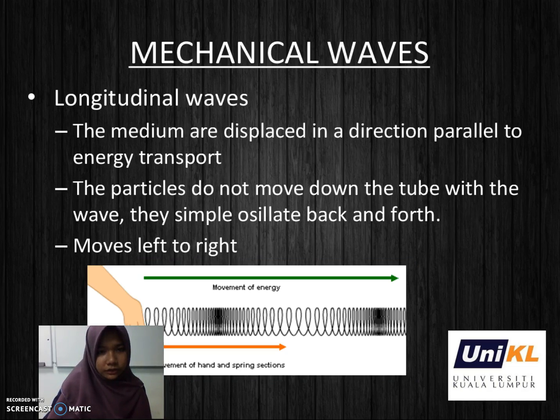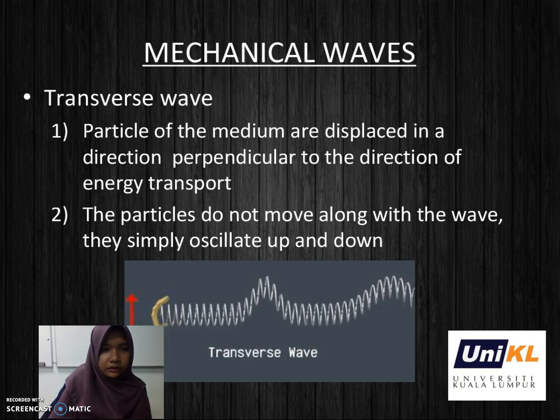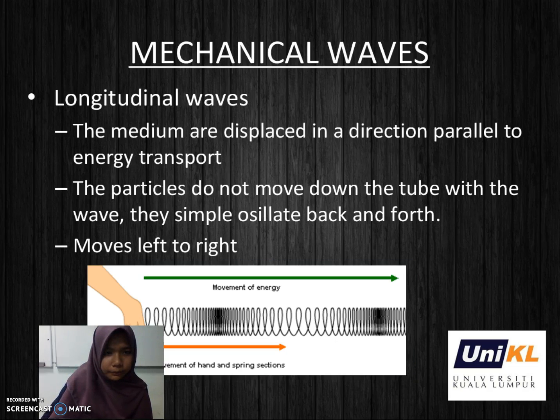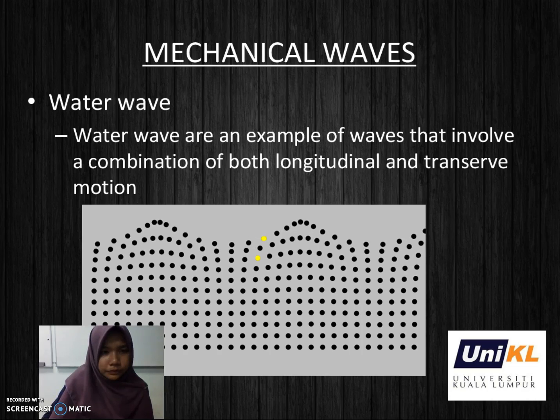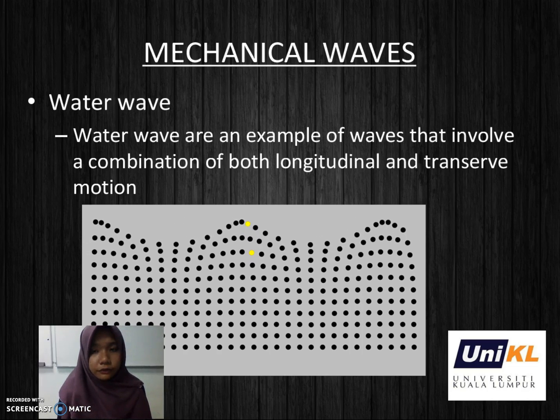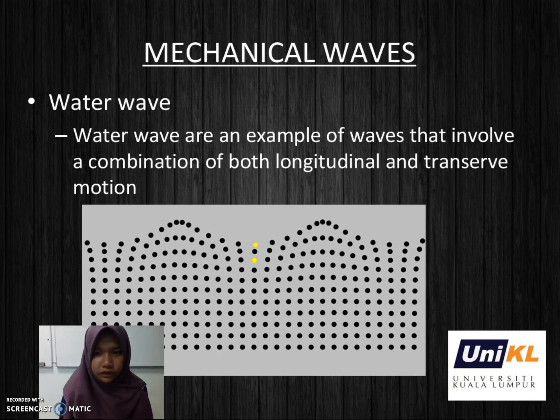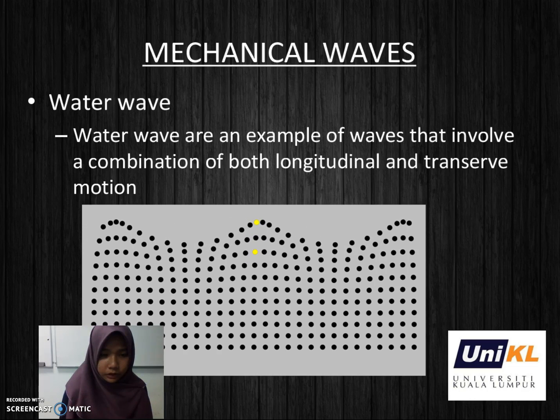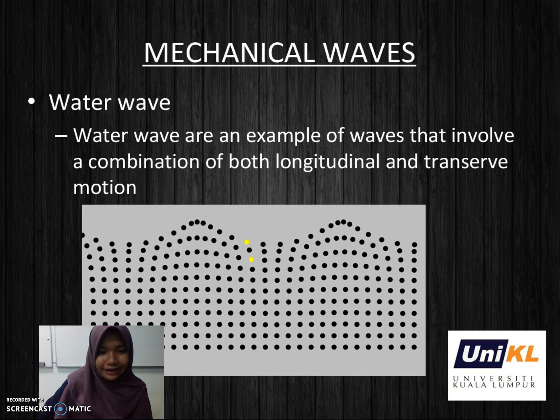So in the longitudinal wave the particles of the medium are displaced in a direction parallel to energy transport. The particles do not move down the tube with the wave. They simply oscillate back and forth, left to right. So you can see the transverse wave moves up and down, but the longitudinal wave moves left to right. So they're different. Water waves are examples of waves that involve a combination of both longitudinal and transverse waves. So it moves up and down and left to right.